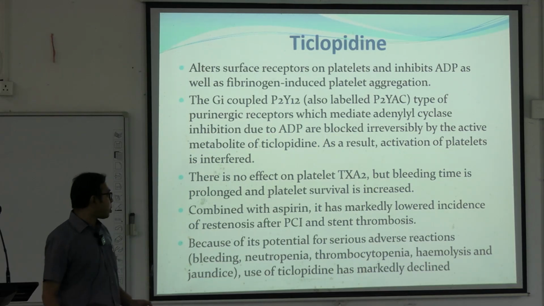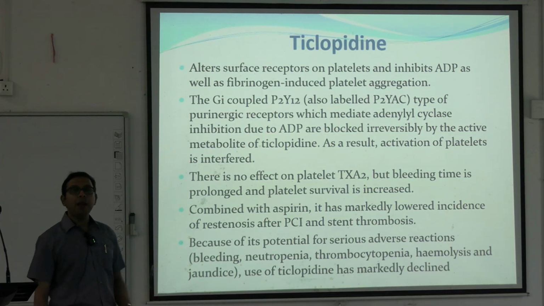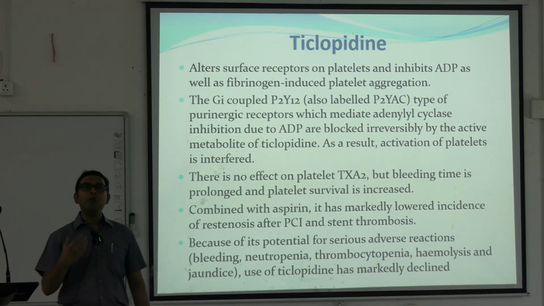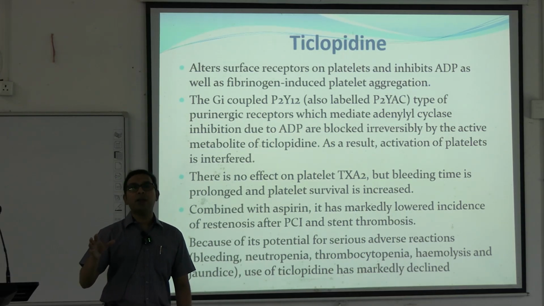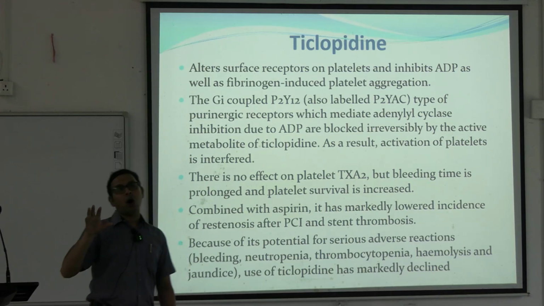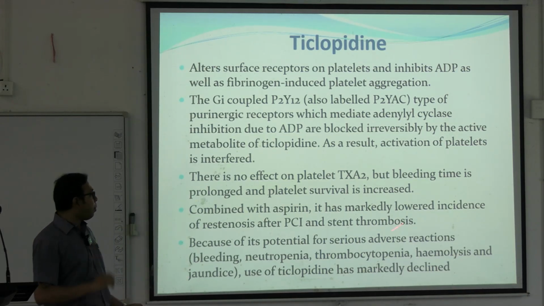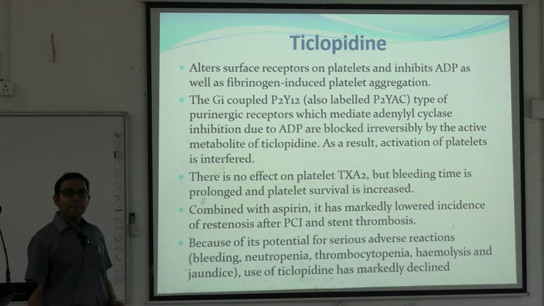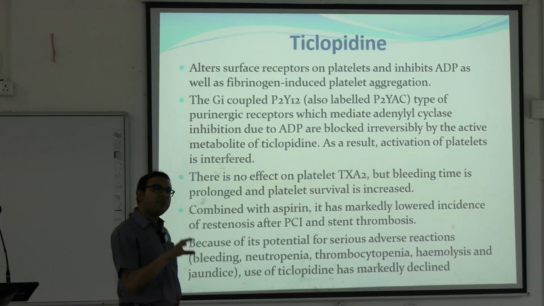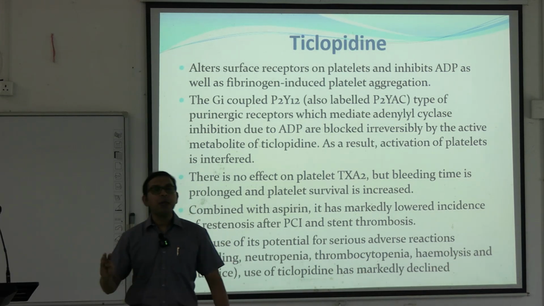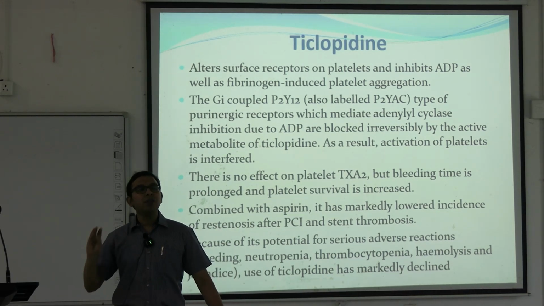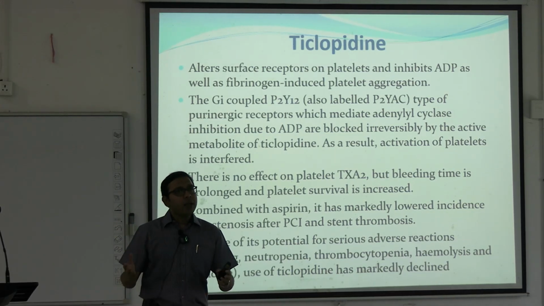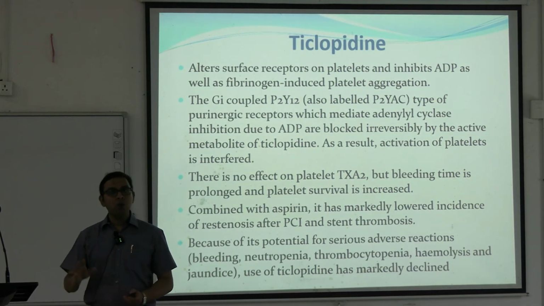But there are problems with the ticlopidine. There are some adverse effects. That is, there may be more chances of bleeding and more chances of neutropenia. So we have to monitor the WBC counts every week to see whether there is a decrease of the RBC count or WBC count or not. That is the problem. There may be thrombocytopenia also, hemolysis and jaundice can also occur. So due to the presence of the adverse effects, most commonly neutropenia, thrombocytopenia, hemolysis, jaundice, etc., the use of the ticlopidine is less. Otherwise, we can use ticlopidine with aspirin, but the use is less.